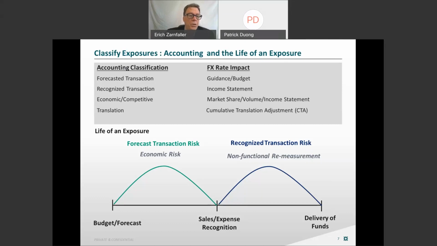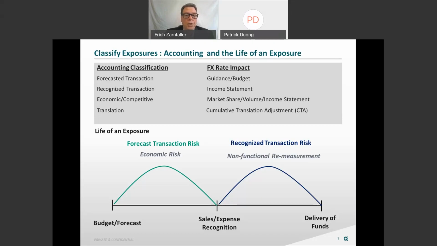Economic and competitive exposures. Economic exposures can be generalized as the overall FX rate impact on the business after consolidation into the functional currency. Competitive exposure may be defined as the advantage or disadvantage the company has in selling into the market, where a competitor has the currency advantage in sourcing or selling in that market. The impact of the FX risk can be seen in sales, sales volume, and market share variance when compared to budget.